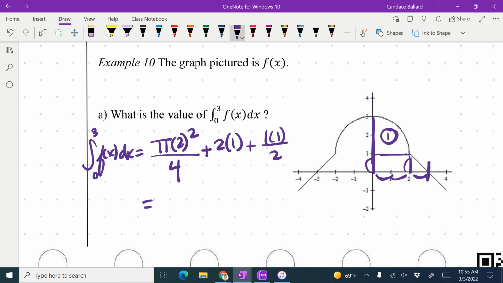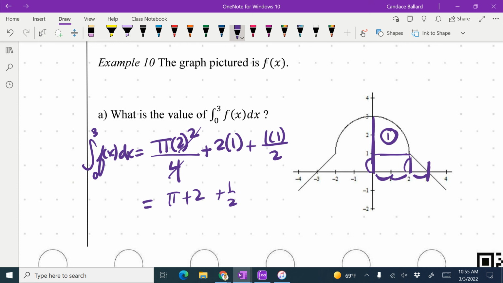Okay. It looks like I'm going to need to be in halves, doesn't it? Because this isn't going to reduce. So eventually I'm going to have to come back to halves. What's 2 squared? 4. Can't these just cancel? So I've got pi plus 2 plus 1/2.